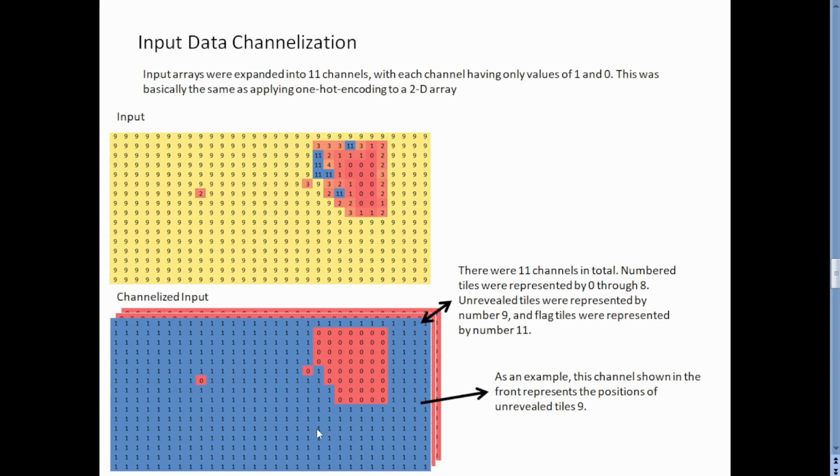For example, this channel shown in front represents the position of the unrevealed tile number 9. Wherever the original input has number 9, this channel will have number 1. And wherever the original input doesn't have number 9, this channel will have number 0. There are 11 channels in total because there are 11 unique numbers in the original array, 0 through 8, plus a 9 representing unrevealed tiles and an 11 representing flag tiles.